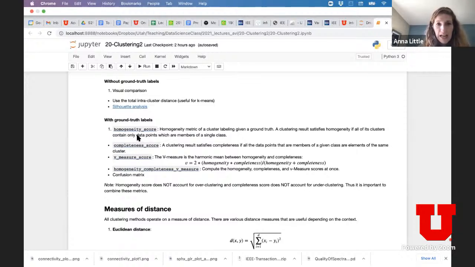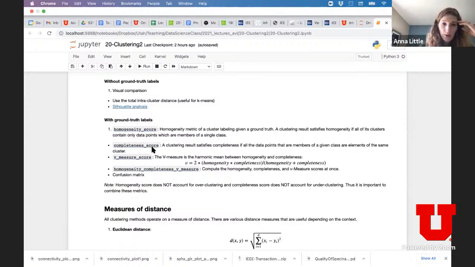First of all, you have homogeneity. Basically, what does this measure? A clustering result satisfies homogeneity if all of its clusters contain only data points which are members of a single class. It looks at the clusters that were computed and at how homogeneous they are. This is a really useful thing to look at, but what you should remember is that this does not account for over-clustering. If you just trivially put each data point in its own cluster, it would have a perfect homogeneity score. So you have to be careful about that.